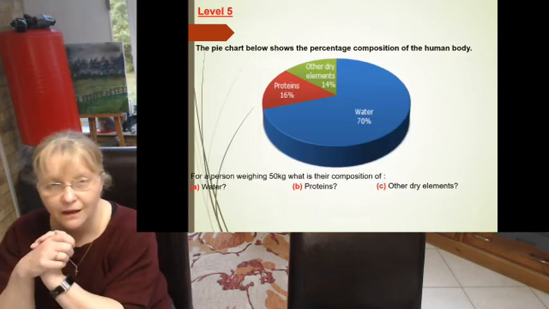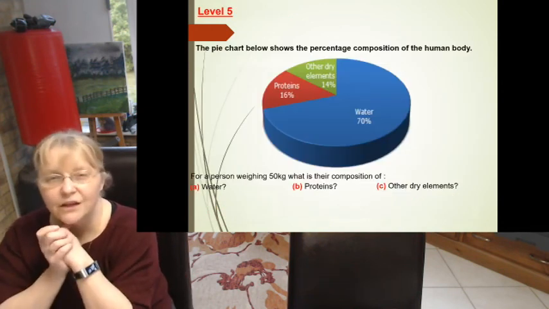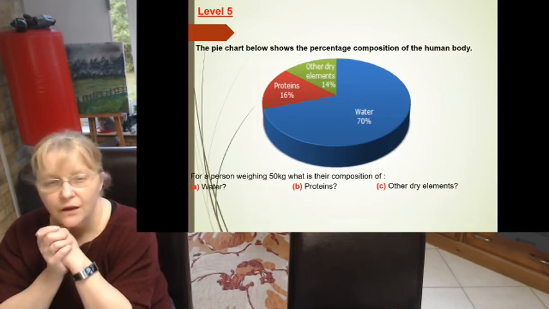So, last question. The pie chart shows the percentage composition of the human body. For a person weighing 50 kilograms, work out the compositions. Pause and then come back.